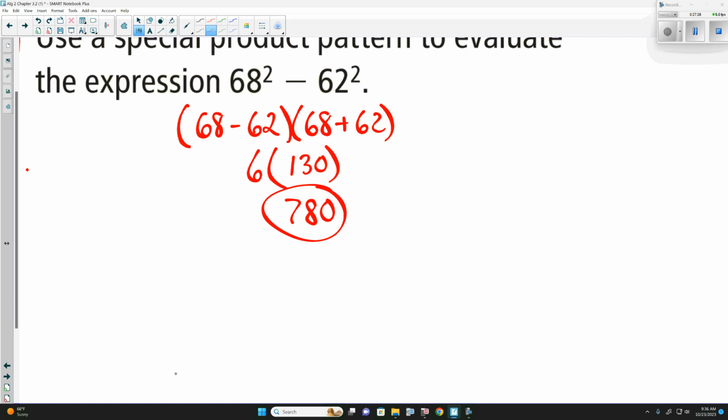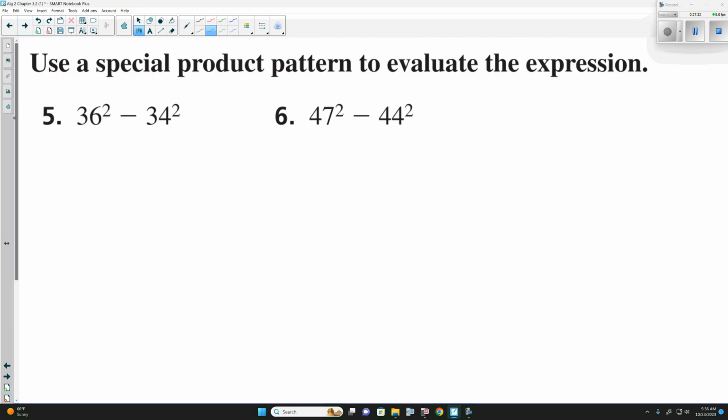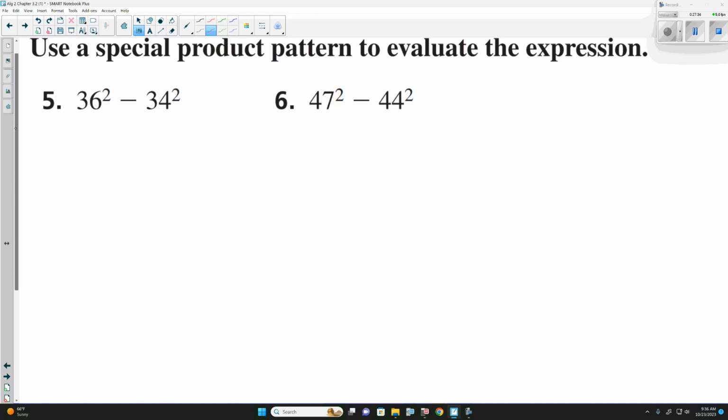I mean, realistically, the calculator will do this for us. We don't have to do this. Questions on this here?